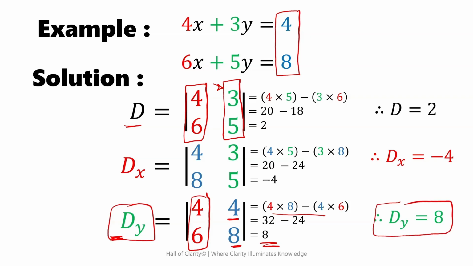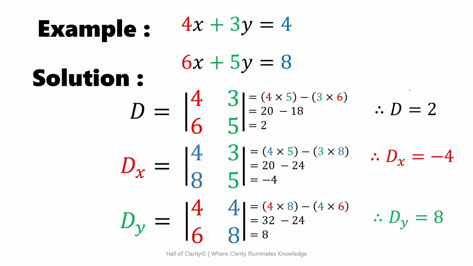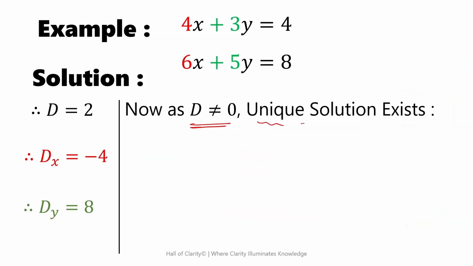Here you can see that the value of determinant D is not equal to 0. Therefore, Cramer's rule is applicable. Therefore, the unique solution of these two equations exists, and it is found using this formula.